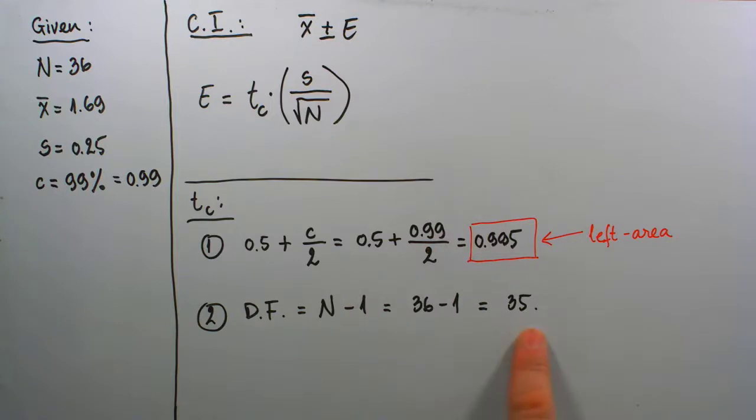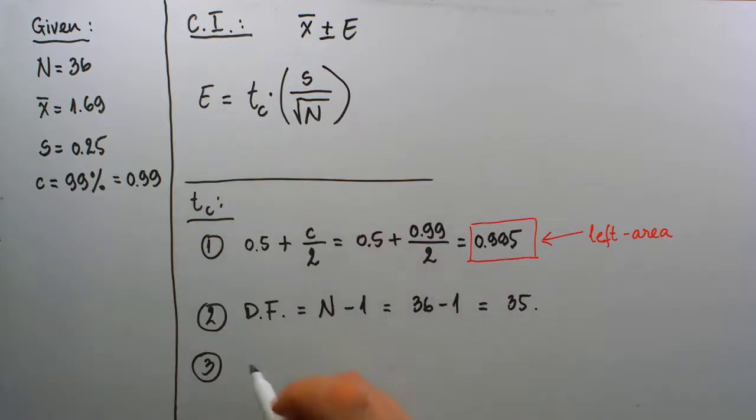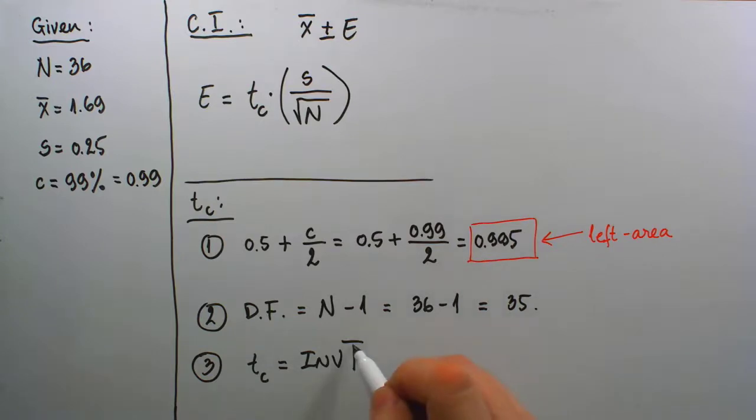And so now after we've had left area calculated right out from our confidence level and the degrees of freedom found, we now are ready to find our final t sub c value for this particular problem. It's just a matter of running our invT command that I introduced in example 1. So I will once again swing over to my calculator so that anyone can see how to get that done.